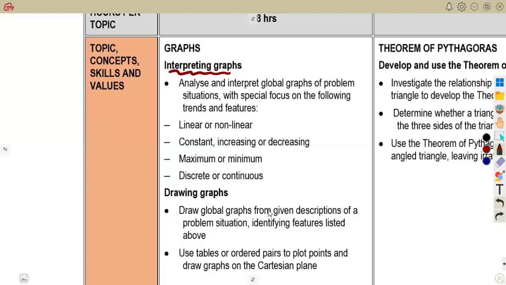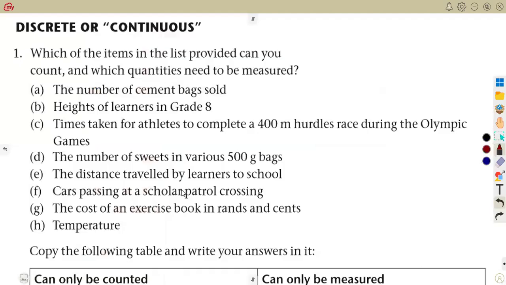Then we're going to talk of what? Drawing of the graphs now. So we're going to say that part in another class. But for now, on the interpretation, I'm going to try by all means to explain one or two things that you need as you are to answer your questions, as you are to interpret your graphs. So let us just have interpreting graphs, which is the global graphs.